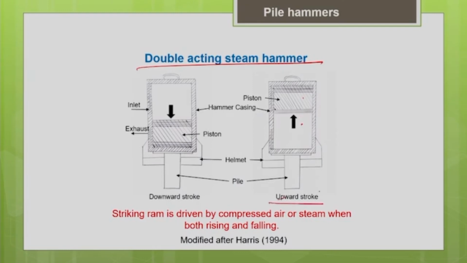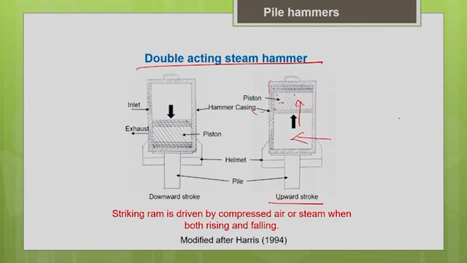Now in the upward stroke, you supply air into the lower cylinder. When you supply air into the lower cylinder, the hammer which was earlier in the lower cylinder will be pushed up into the upper cylinder. The air which was already there in the upper cylinder will be expelled out through the exhaust. So you supply air into the lower cylinder, that pushes the hammer upward into the upper cylinder, and the air which was already in the upper cylinder is released through the exhaust. Now your upward stroke is complete.